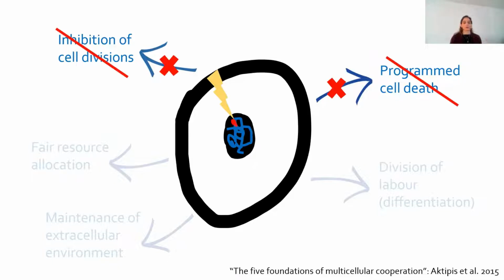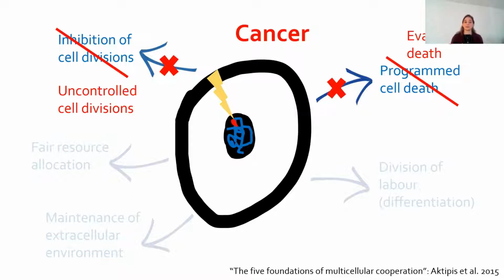So I already alluded to the fact that there might be some DNA damage that can happen and disrupt these mechanisms. And if these mutations, this DNA damage happens, these cooperation mechanisms might be disrupted. And these disruptions might lead to uncontrolled cell divisions as well as evasion of cell death by some cells. And these are things that are associated with cancer.